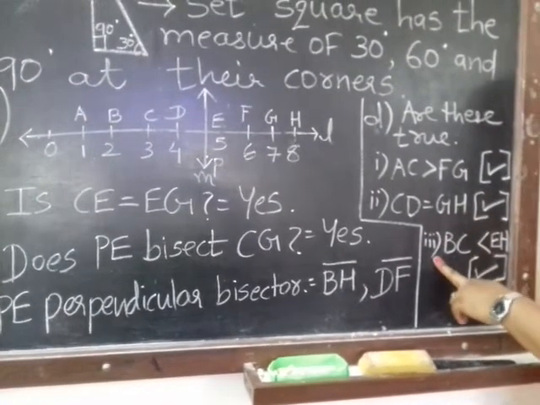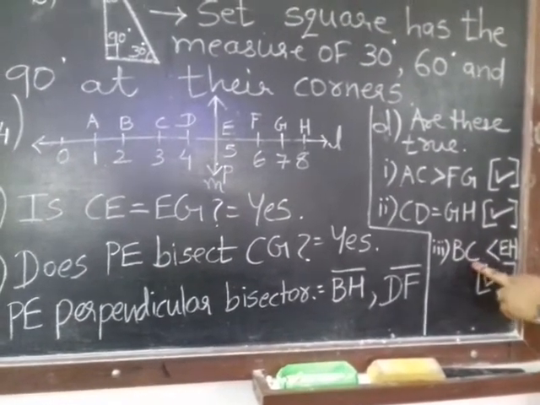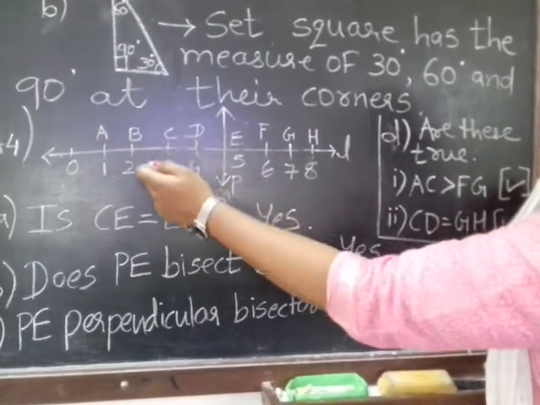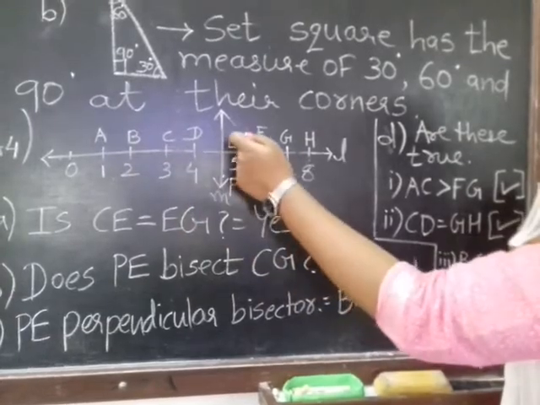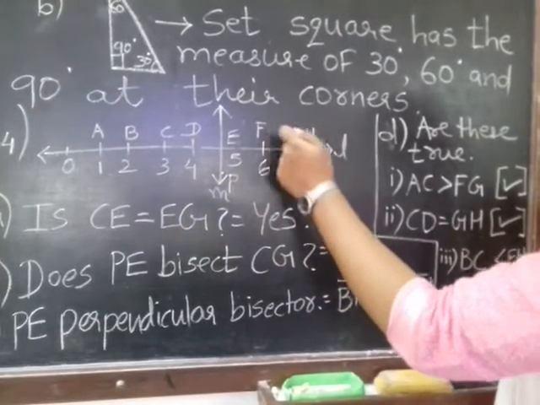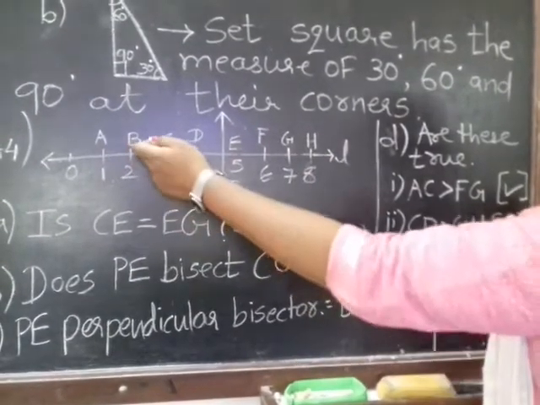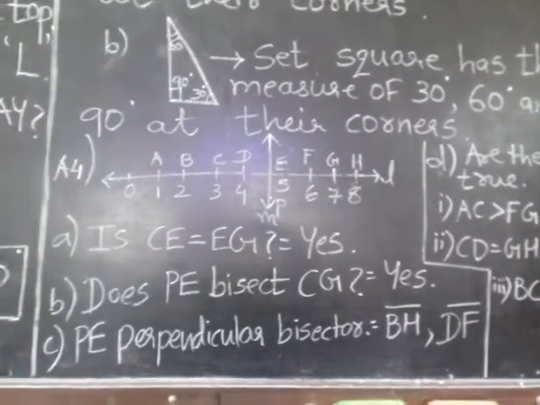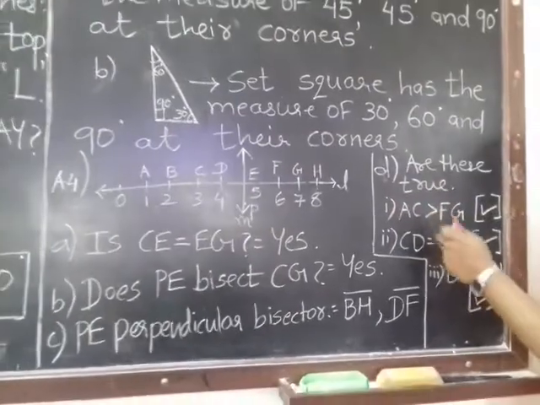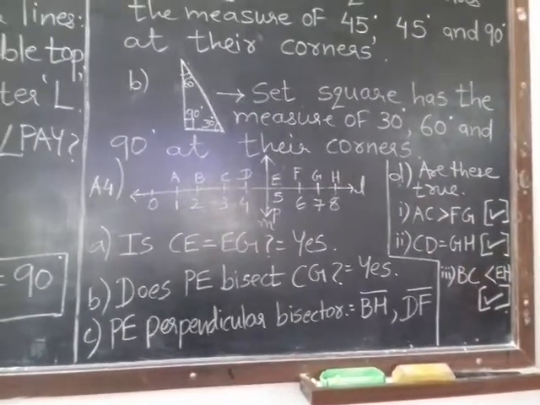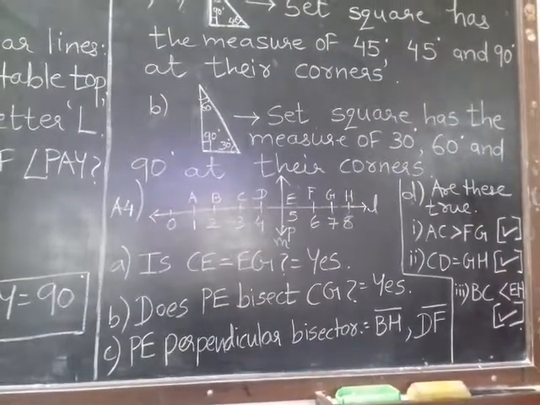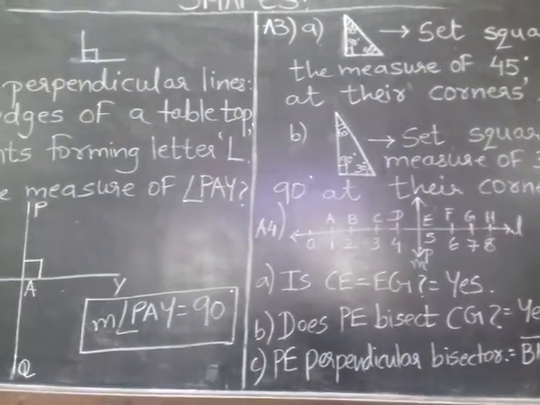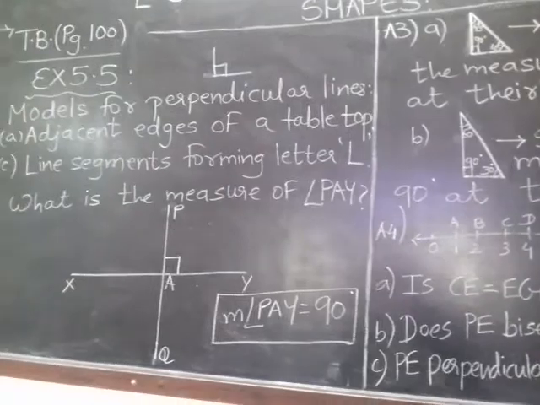And the third and the last for this exercise, BC is smaller than EH. This is BC where we have no alphabet in between, and between E and H we have two alphabets. So definitely BC is smaller than EH. So this is also true. So for option D, all the three Roman numerals are true. Hopefully this is clear to you, and you have to copy the whole exercise with very neat handwriting and a diagram in your classwork notebook. Thank you.